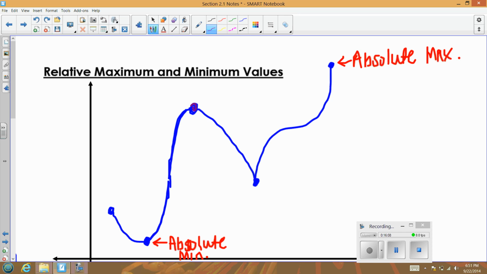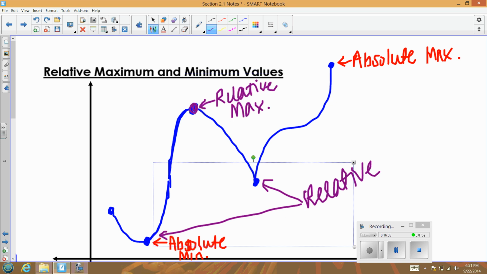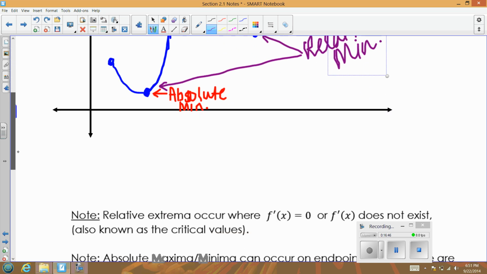However, this point right here would be considered a relative max. And the reason why it's a relative maximum is because between certain x values, or between a certain interval, it's the highest y value. Now, I can also say that both of these values here are going to be relative minimums. And the reason why they're both relative minimums is because over different intervals, those are going to be the lowest y values.